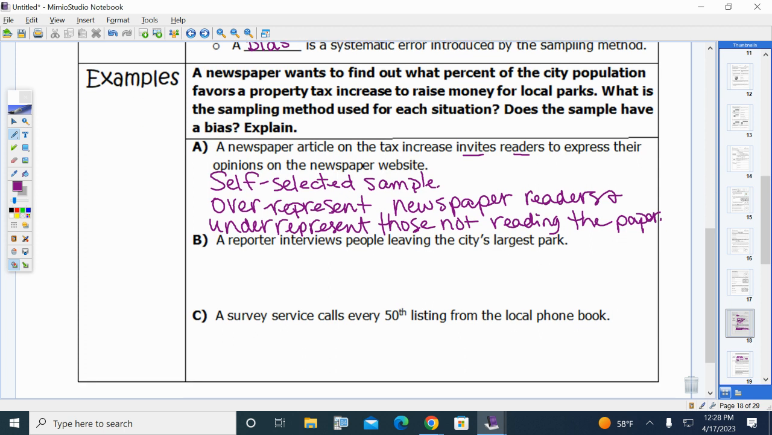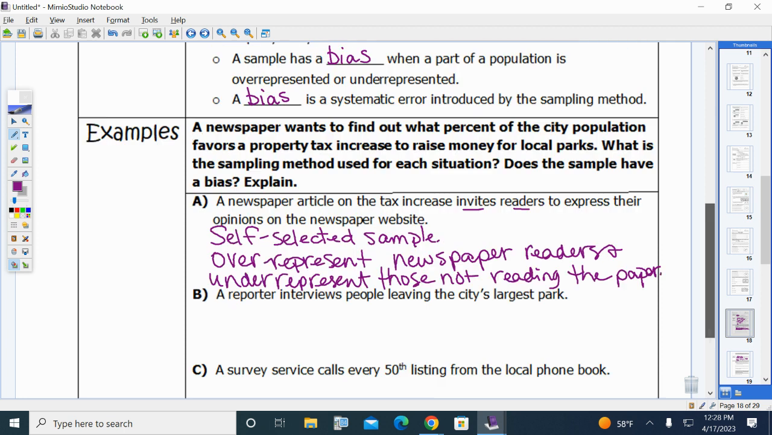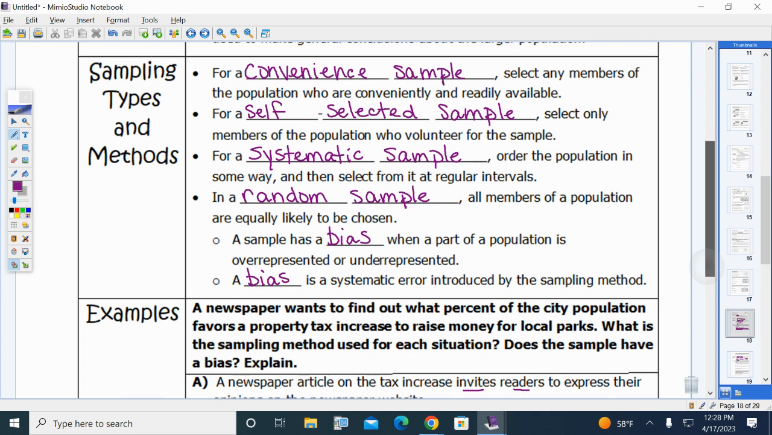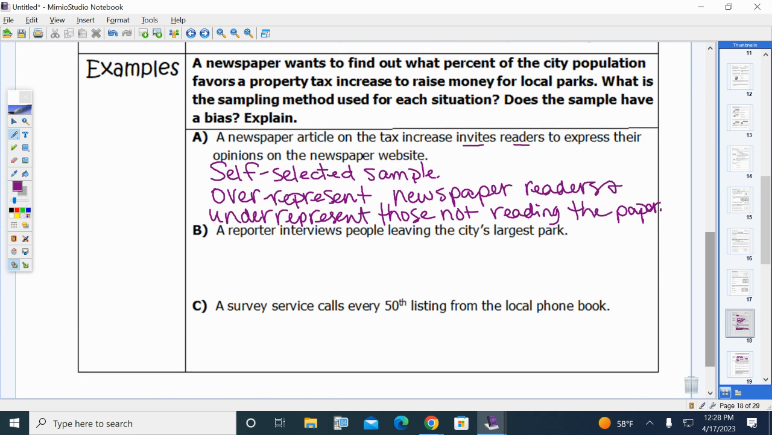Part B says a reporter interviews people leaving the city's largest park. So interviewing people that are leaving the park would be an example, if you go back to the vocabulary words here, of a convenience sample. They're going to one place. They are interviewing people as they leave the park.